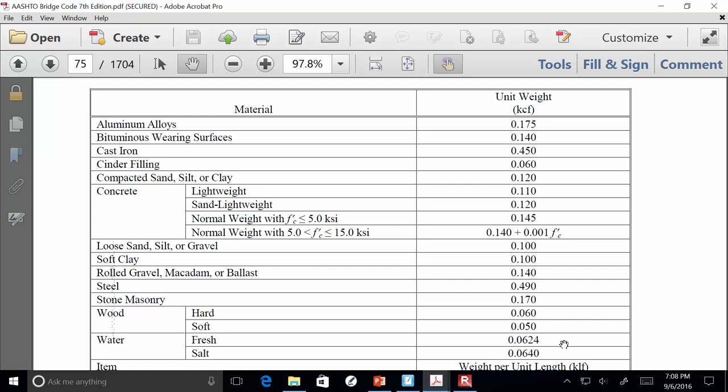This is a table which outlines some of the unit weights of typical materials that we use for highway bridges in the United States. Now, if you're on a bridge project and you're working with a particular manufacturer, and you need to know the unit weight for some unique component, you'll probably be able to get the weight of it from the manufacturer. But if you're dealing with something like typical concrete or typical steel or some of these other materials, you can get the unit weights right here. And these unit weights, the units are kips per cubic foot.